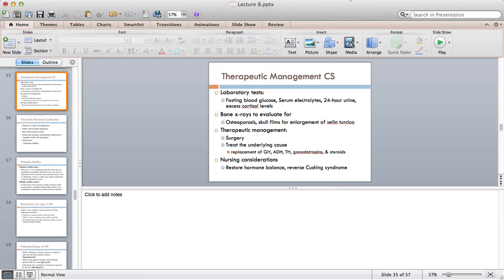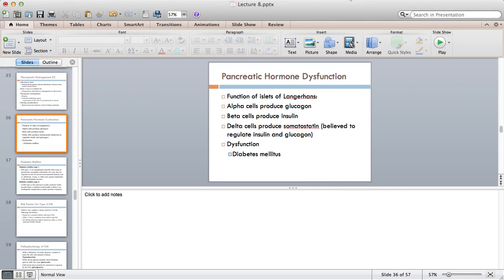Okay, so we go to the last one, which is the pituitary, pancreas, and this is like a big time review for you because we did diabetes in med surg 2, and we're only highlighting the classic differences that we'll find in children.